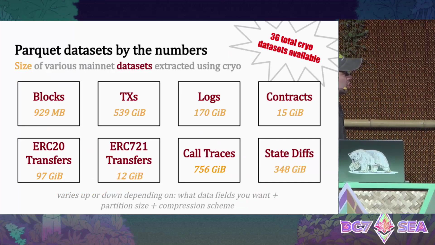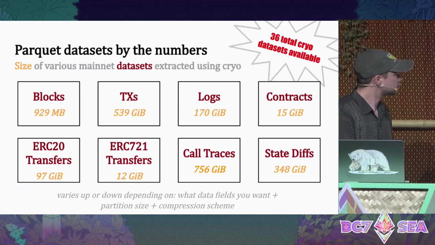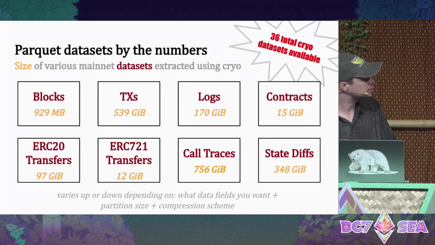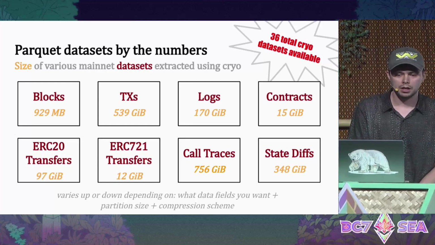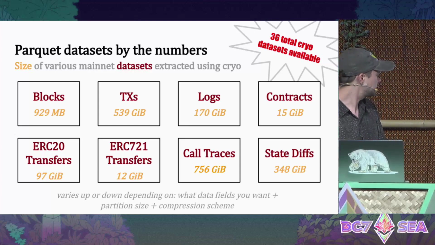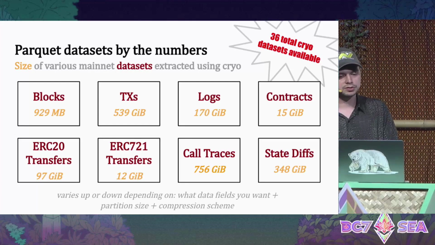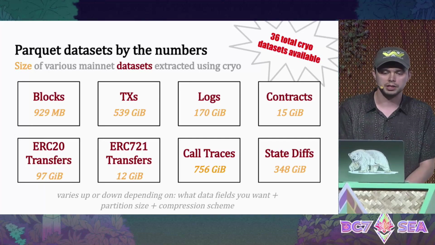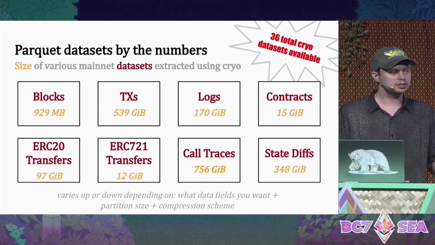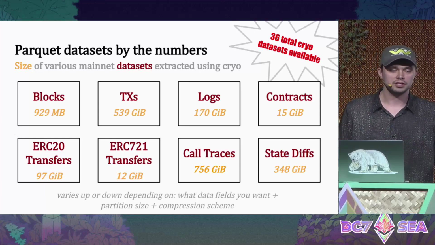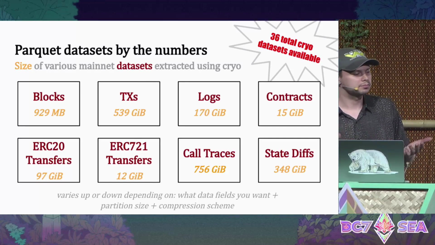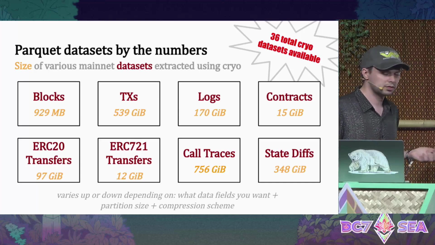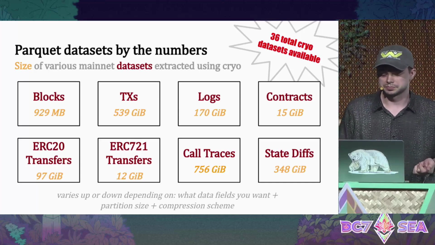Here are some examples of common data sets that you might collect using Cryo and the size of those data sets when stored as Parquet. For example, it takes about 100 gigabytes to store the ERC20 transfers from throughout Ethereum's complete history. And you'll need different data sets depending on what you're investigating. If you don't have enough room on your laptop, you can also grab a really cheap multi-terabyte thumb drive on Amazon these days.